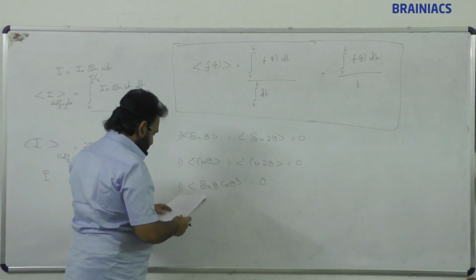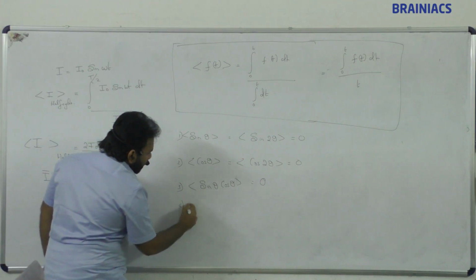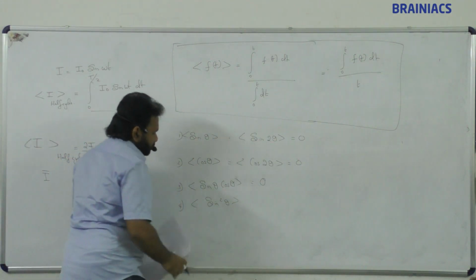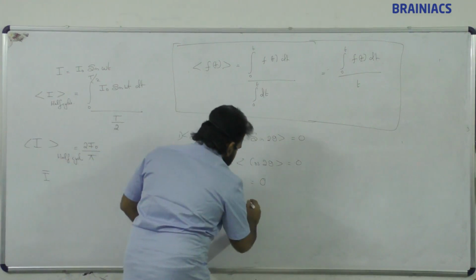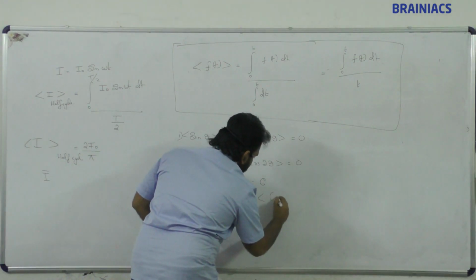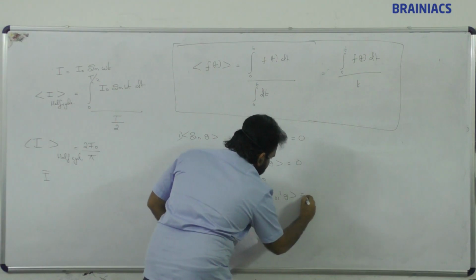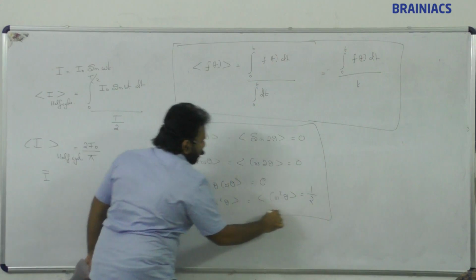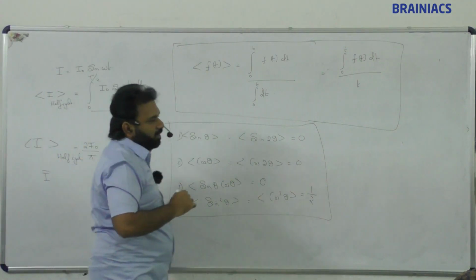Another thing, the fourth one, is sin square theta, which is equal to cos square theta. This is equal to 1 by 2. This is the average value of the most common functions.